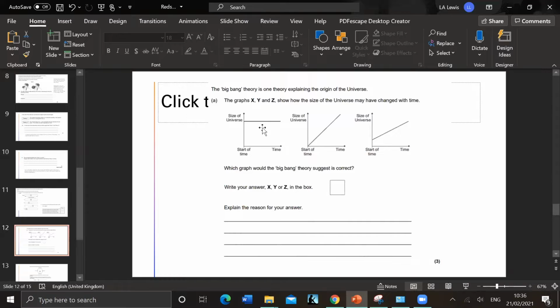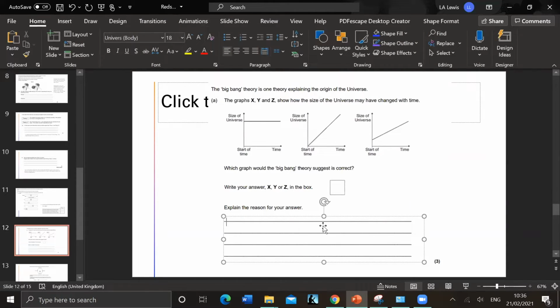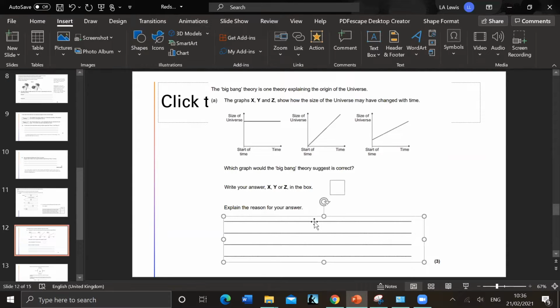Okay, the Big Bang Theory is one theory explaining the origin of the universe. The graphs X, Y, and Z show how the size of the universe may have changed over time. Start of time, time running, size of the universe, all the same, that one. Size of the universe, time getting bigger, starting from a point, remember that's important. And this one, size of the universe, start of time, it starts off at a certain size. So which graph does the Big Bang Theory suggest is correct? It's B, so let's put a text box in. Explain the reason for your answer. So let me just change it to no opaque background. Shape format.